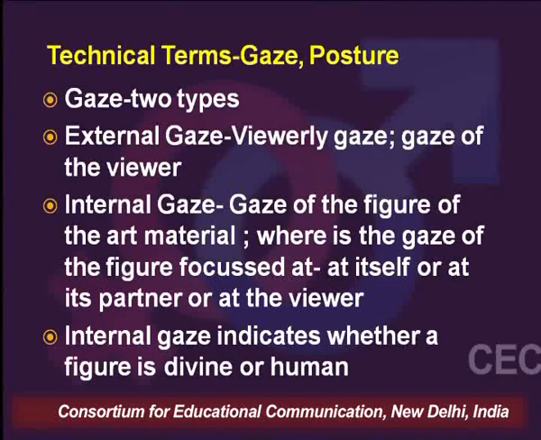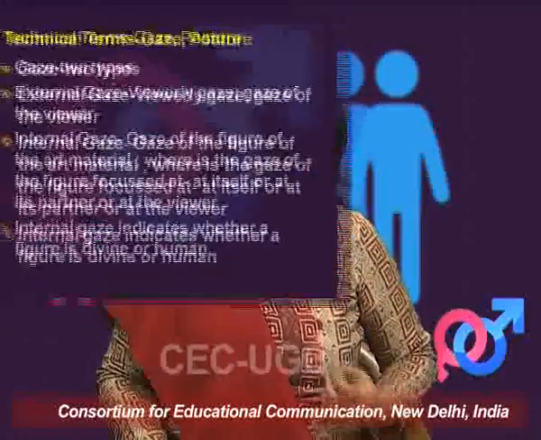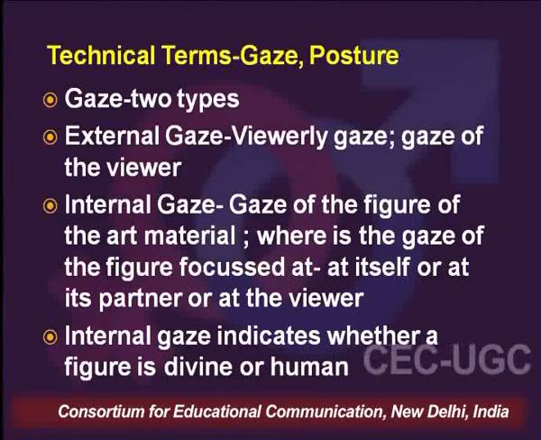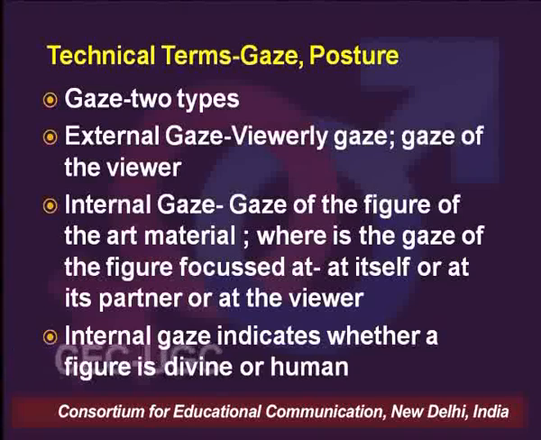So, anyone who is looking at a piece of art, with what perception or what kind of look that person is giving, or what idea crops up in that person's mind as he or she is looking at an artwork. And another one is the internal gaze, which means the gaze of the figure of the art material itself. So, here basically what has to be analyzed is where the gaze of the figure is focusing, whether the gaze is at itself or at the partner or at the viewer.